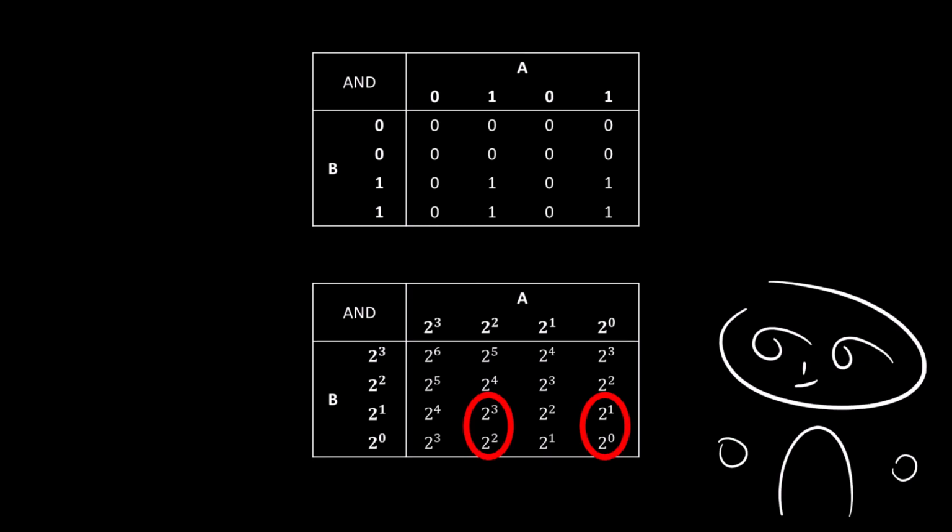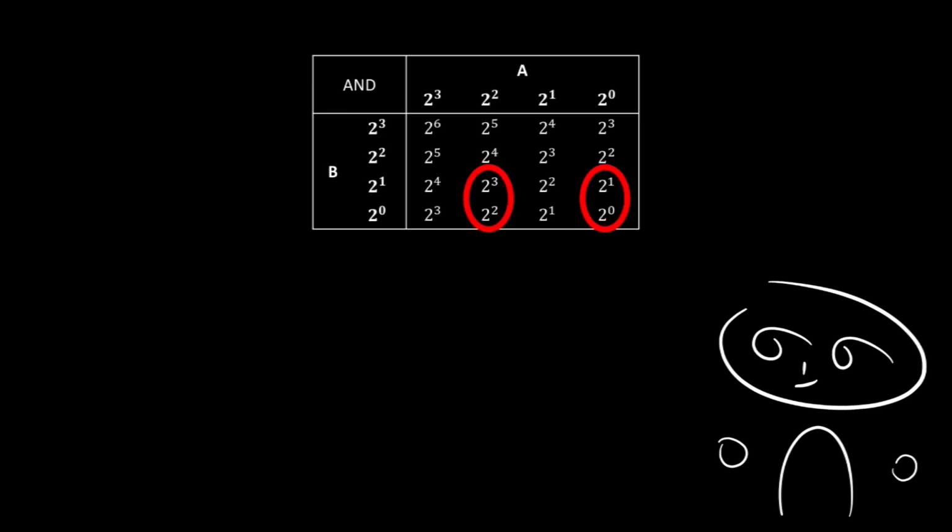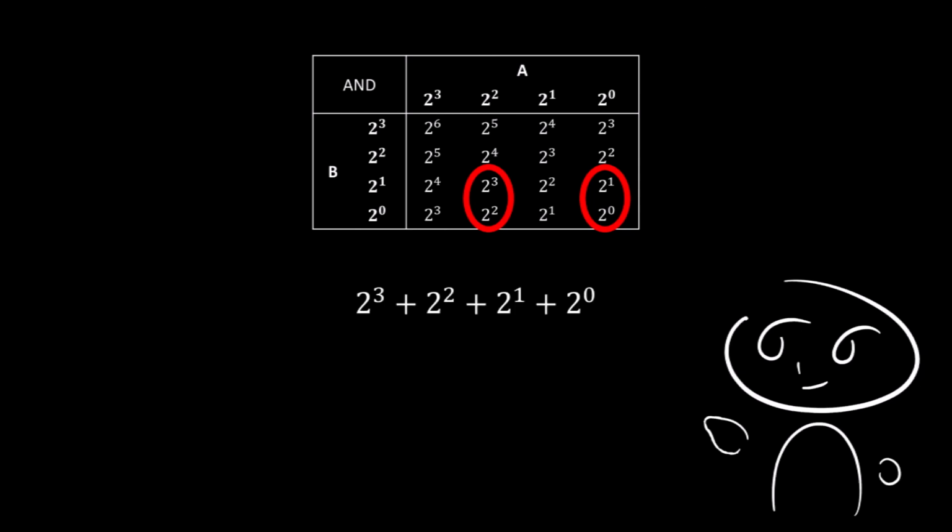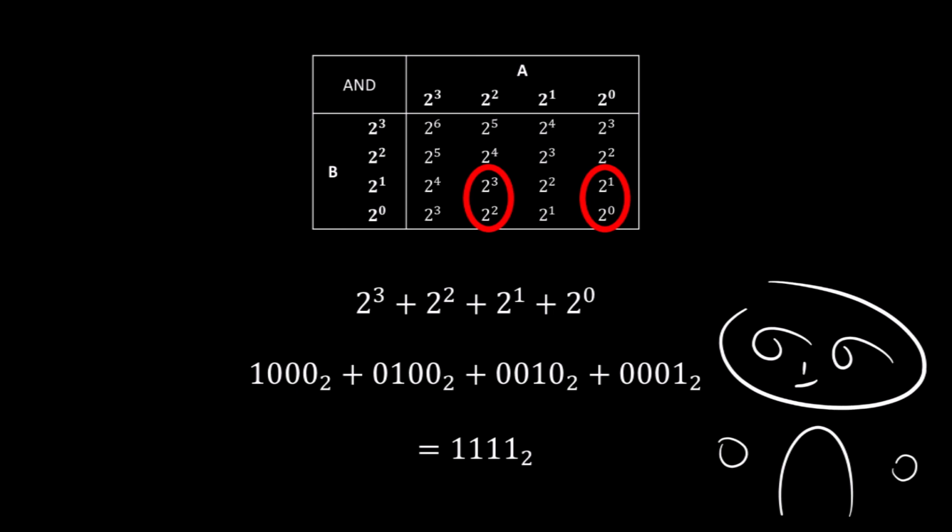From the table of ANDs, we have 4 1s. Those 4 1s correspond with these 4 values here. If we take these 4 values, these 4 powers of 2, and add them to each other, then we can write that out in binary since each of these represents a single bit. And if we add that together, we get our result of 15, which is the correct answer.